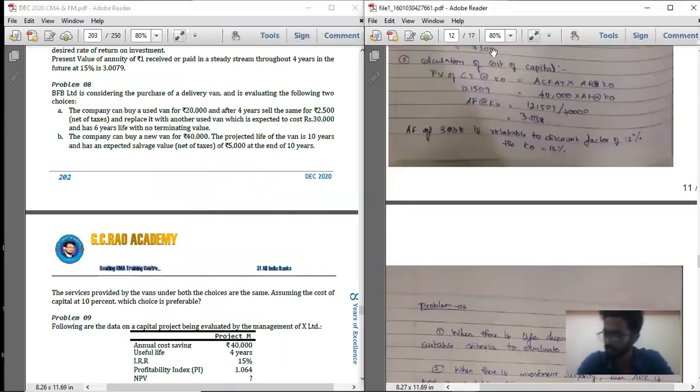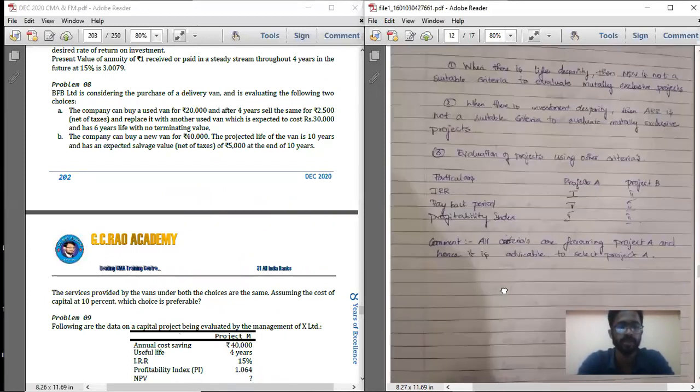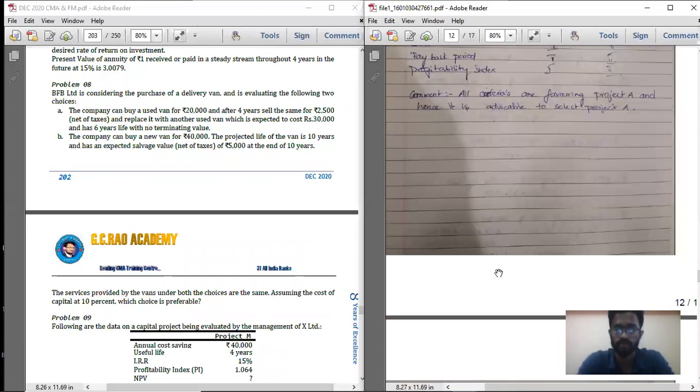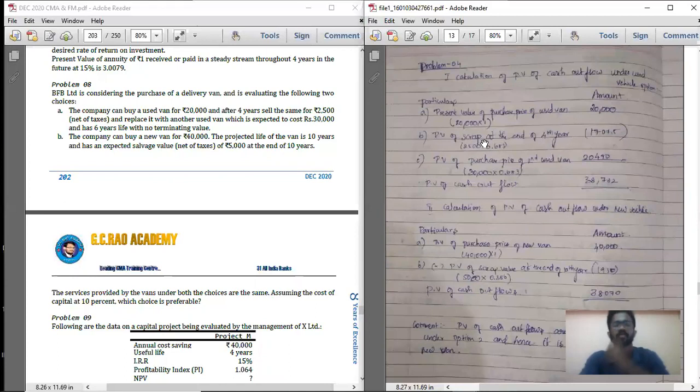So problem number 8, what they have given. BFP Limited is considering the... okay, this is one important sum. So take down. First read the question. Problem number 8. BFB Limited is considering the purchase of a delivery van.